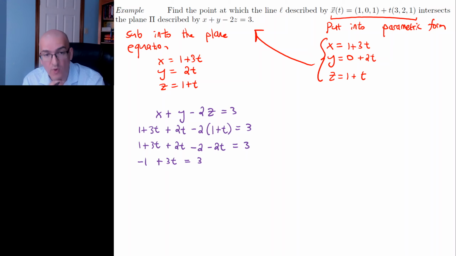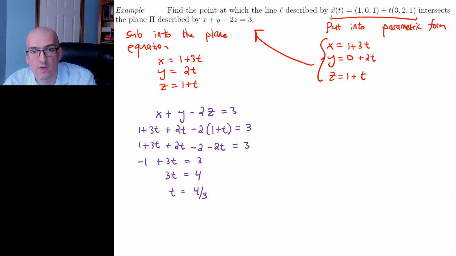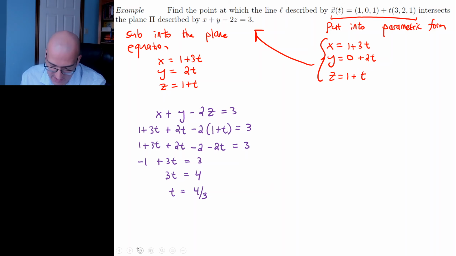Then I can add 1 to both sides. So 3t is equal to 4, and I get a solution that t is equal to 4 over 3. Okay, now, that's not the point of intersection. That's something we need for the point of intersection, but we're not quite done yet. Our next step is we have to see what this means for x, y, and z.